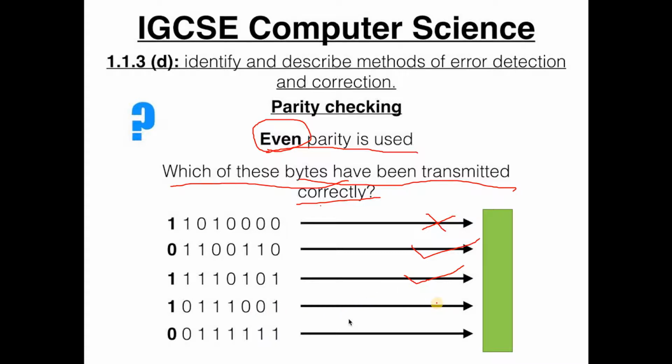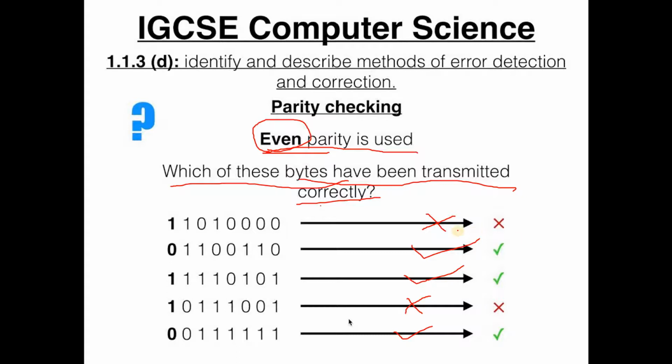Is that transmitted correctly? No, it is wrong. Then the last one, 1, 2, 3, 4, 5, 6. So yes, it is transmitted correctly because it uses even parity check. We are counting even number of ones, right? Okay, let's see whether our answers are correct or wrong.